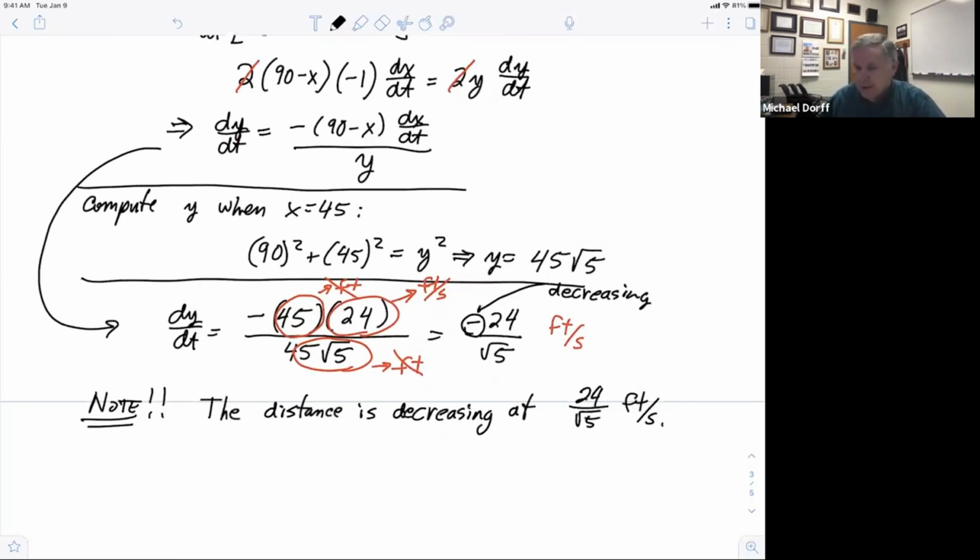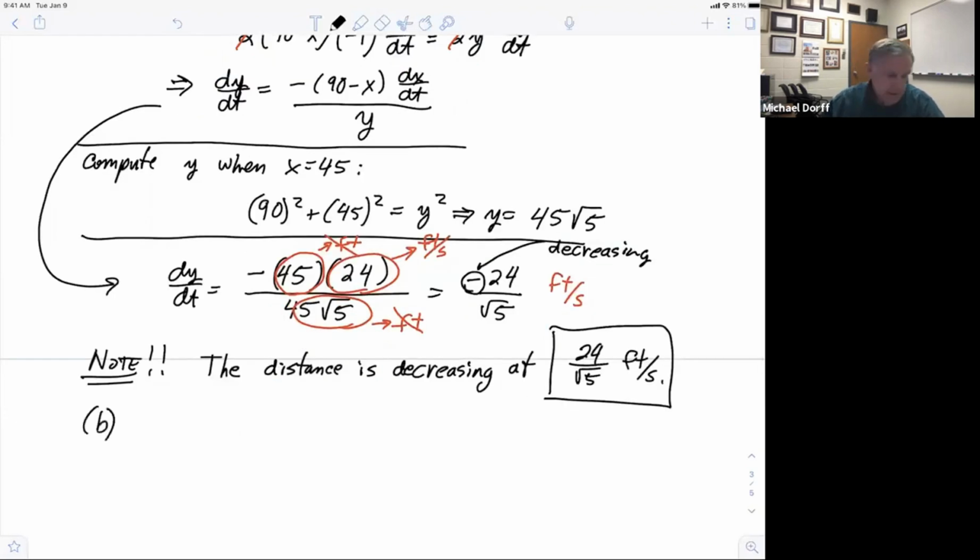If I just wrote dy/dt, it is negative 24 over square root of 5. But the question asks how the distance is decreasing. So it's decreasing by 24 over square root of 5. The negative for the dy/dt represents that it is decreasing, so I shouldn't write that when I write my answer as decreasing at 24 over square root of 5 feet per second. Also, as we've said in the past, it's perfectly fine to have a square root in the denominator, no problem. So that's the answer I get for this.